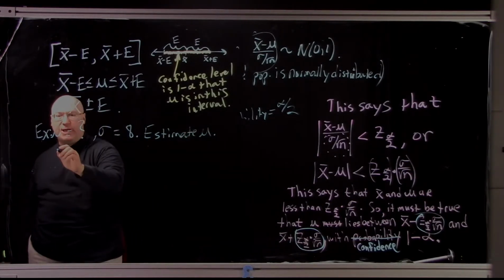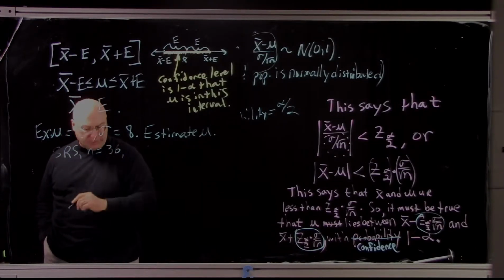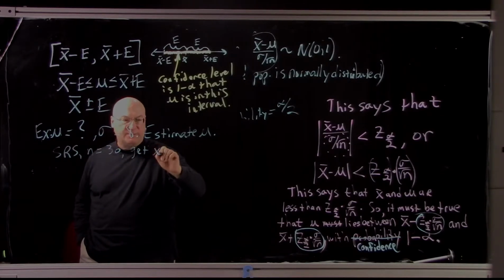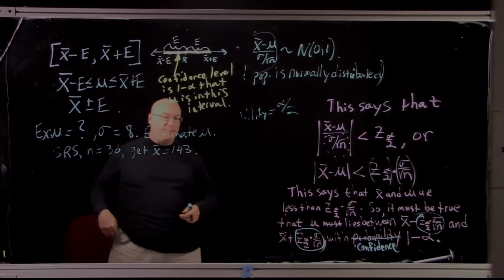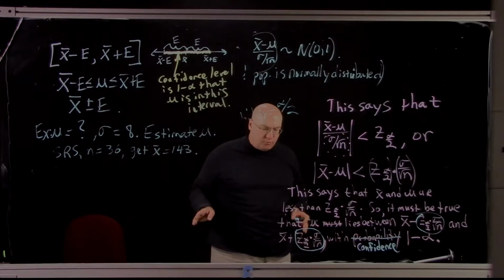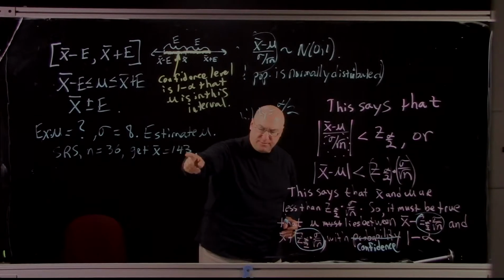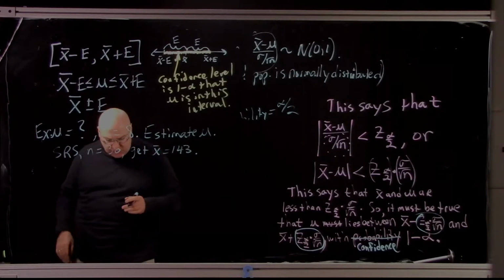We take a simple random sample, n equals 36, and we get that x bar is 143. So our best point estimate, if we just wanted to give one number as our answer, there's our best answer for mu. But we can do better. We can get that little interval that we just were talking about.